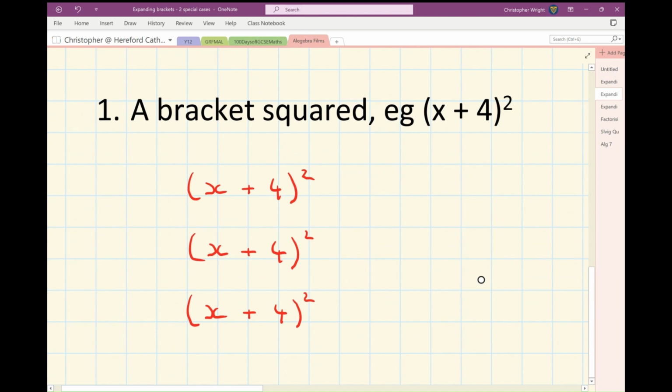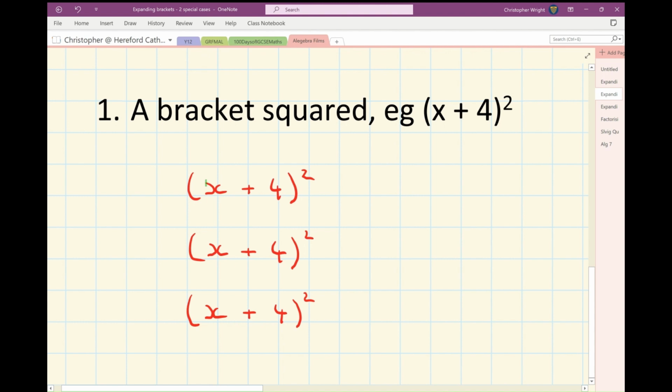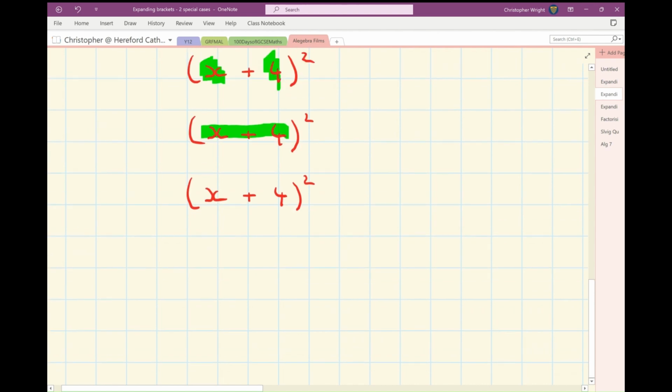Now, it would be easy to think that if you had x plus 4 squared, for instance, that you had to square the x and then square the 4. And that would be incorrect. What you have to do is square the x plus 4 as a whole. You have to think about it as being x plus 4 squared. And x plus 4 squared, of course, is x plus 4 times x plus 4.